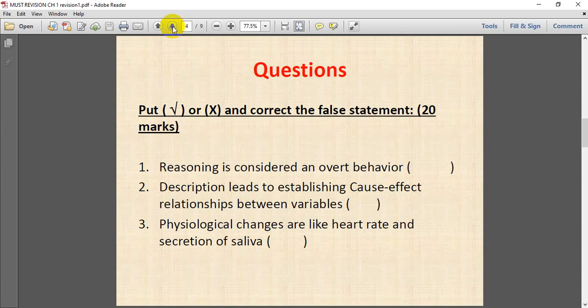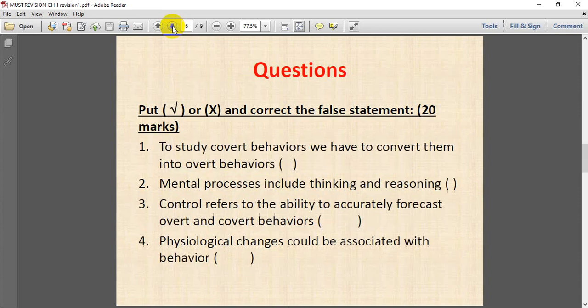Physiological changes are like heart rate and secretion of saliva. Also put true or false and correct the false statement. We will continue with this type of question.